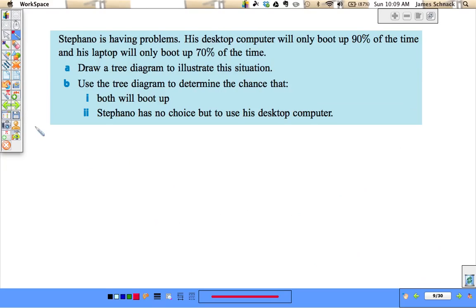So let's see if we can't do another example. Stefano, he's having problems. His desktop computer will only boot up 90% of the time, and his laptop will only boot up 70% of the time.